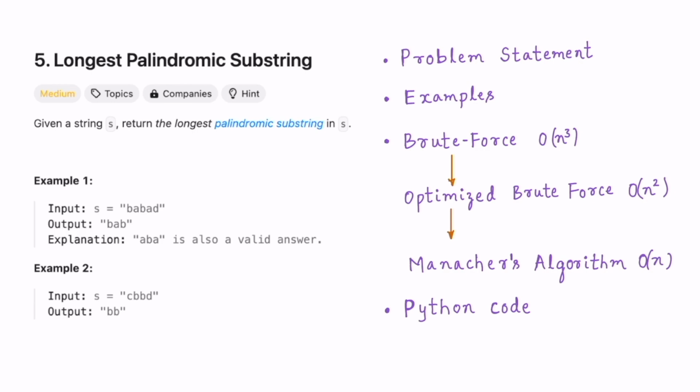As usual, we'll start with the problem statement. Next we'll look at some examples. After that we'll discuss the brute force approach to solve this problem that has the runtime of O of n cube. We'll optimize the brute force approach to make it an O of n squared solution, and we'll optimize it further to make it an O of n solution, which happens to be Manacher's algorithm. Finally, we'll write the Python code for Manacher's algorithm.